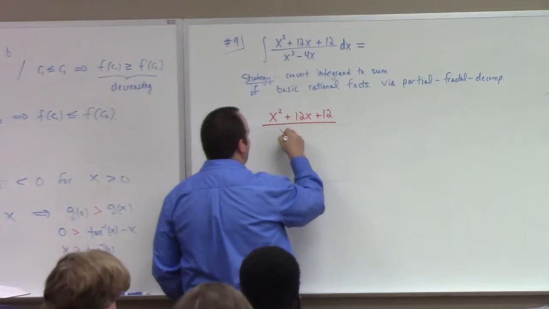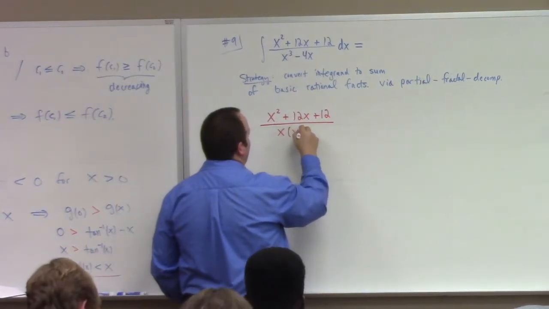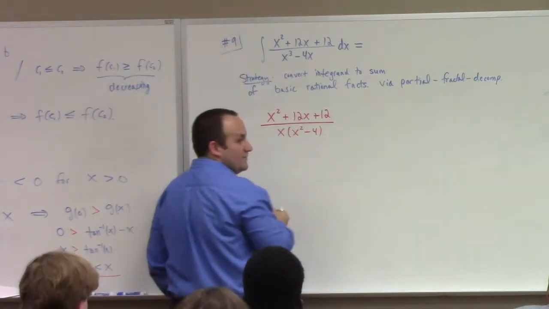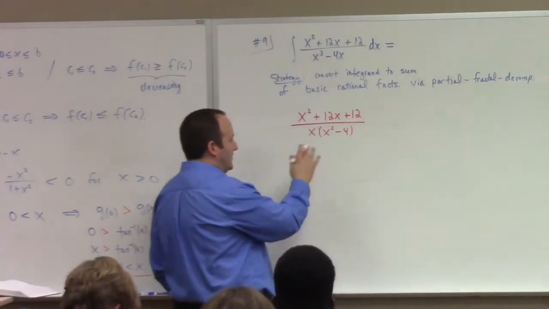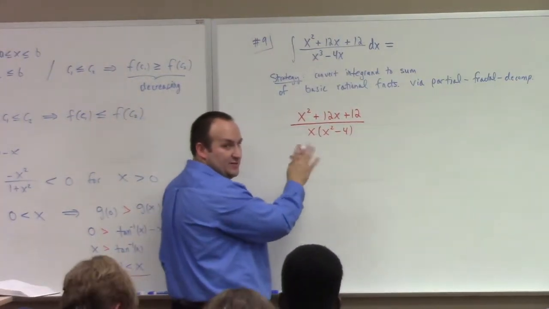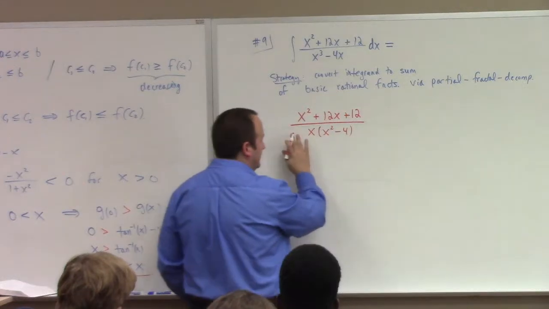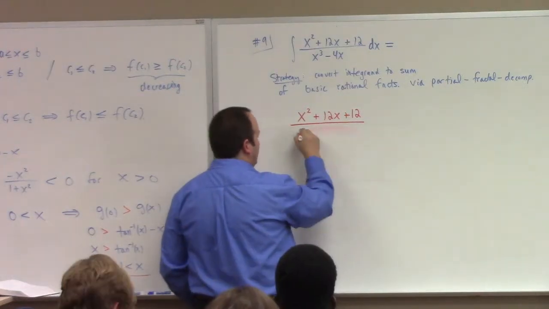Let's see here. So we've got x times x squared minus 4, right? Oh, we can do better than this. Let me just, if you allow me to erase this, I see what I should write. What should I write? Yeah, let me just get to it.